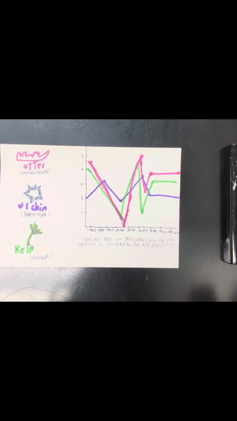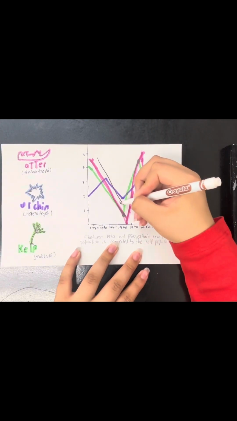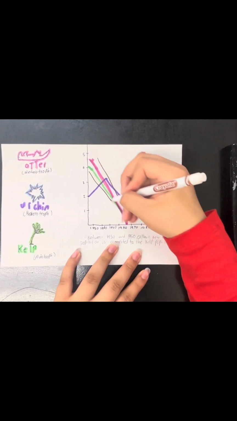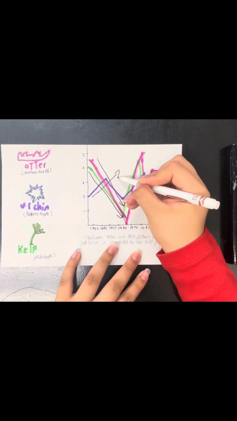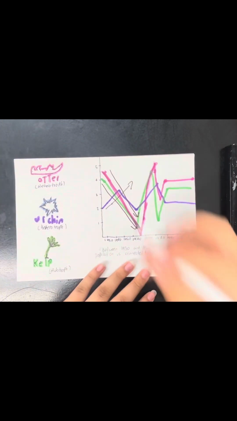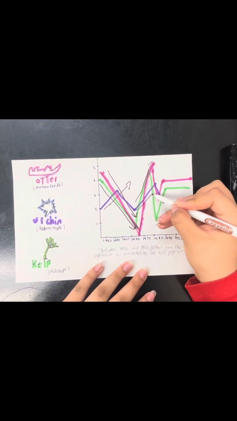In this graph, we see that from 1930 to 1950, a 20-year span, the otter population declined. You can see when the otter population declined, the urchin population went up and the kelp population went down, since the urchin eats the kelp.